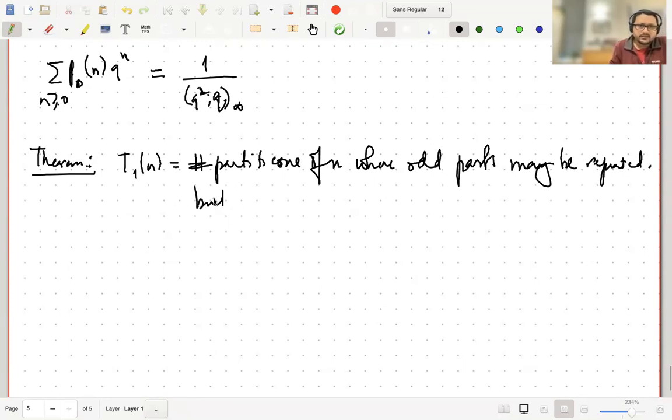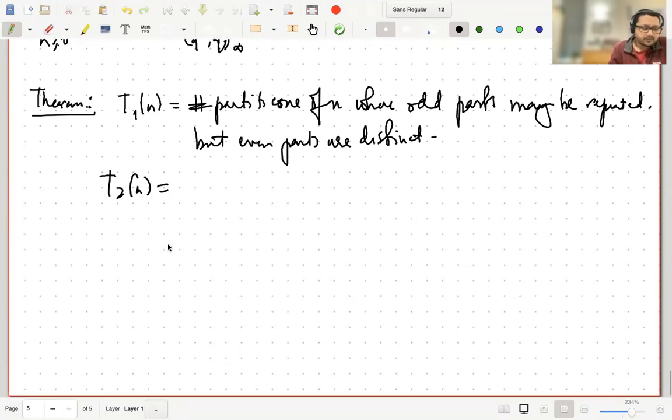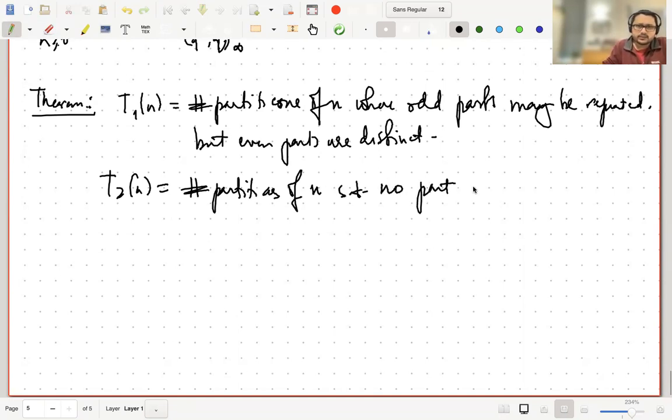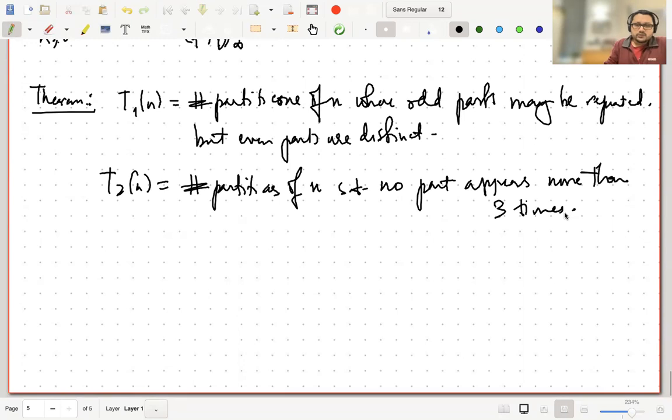But even parts are distinct, okay? And T2n is now the number of partitions where no part can be used more than 3 times. So the number of partitions of n such that no part appears more than 3 times. So you understand what this means. We are going to give a Q series proof of this result.